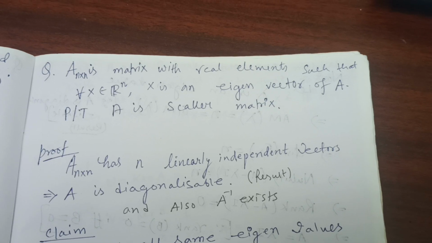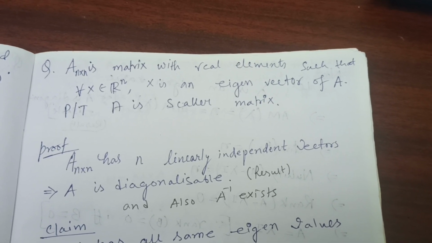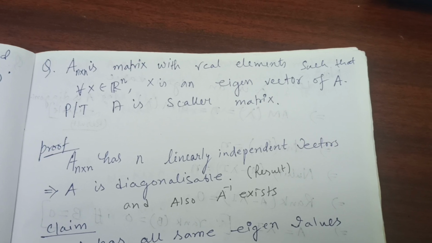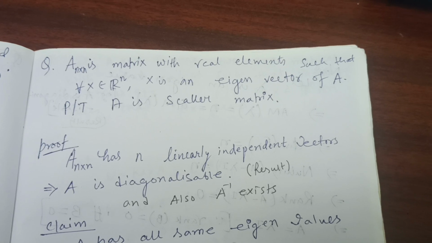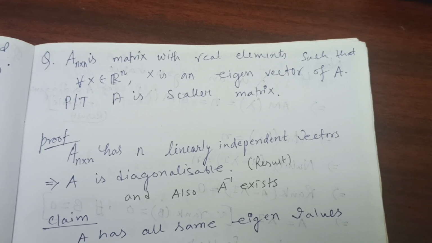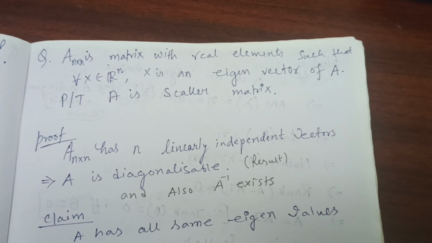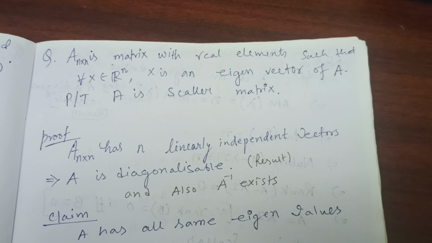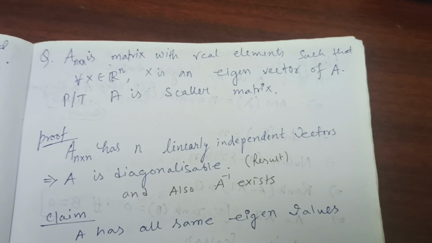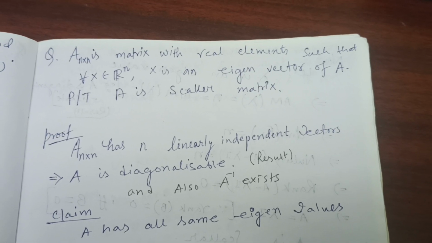So to prove this, my first observation is that A has n linearly independent eigenvectors, because any column vector from R^n is an eigenvector, so it has n many linearly independent eigenvectors, which implies that A is diagonalizable. This is a well-known result. We can use it and also try to prove it. And another thing to observe is that A inverse also exists.